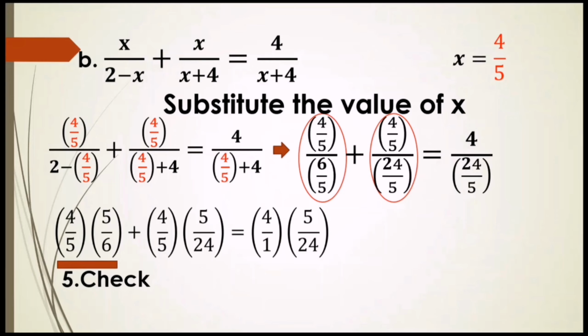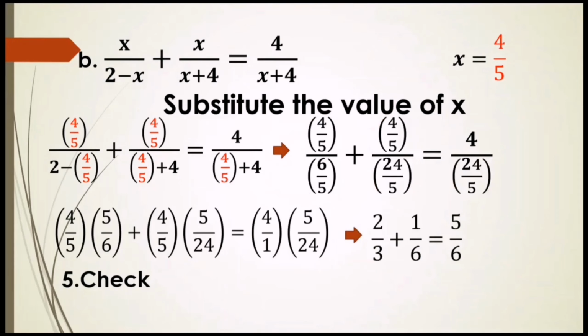Change the operation from division, make it multiplication. And then get the reciprocal of our denominator. That's why we have 4 over 5 times 5 over 24. What you will do is to put 4 over 1 instead of 4, and then make it multiplication, get again the reciprocal of the denominator. That's why we have 4 over 1 times 5 over 24.